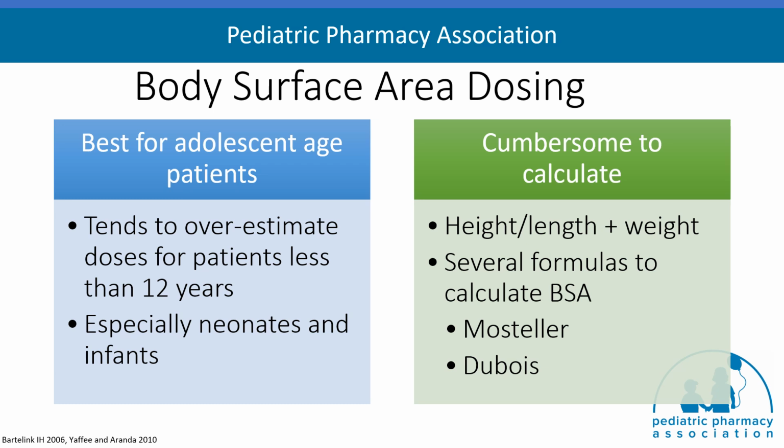You have to have an accurate weight, an accurate height or length every time you calculate it. And there are several different formulas that can be used to calculate the BSA. And so the team has to agree upon which formula they're going to use.